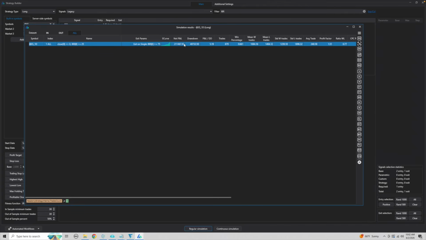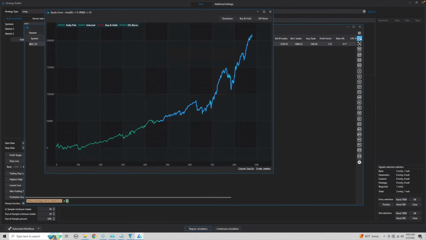And we have the different metrics here. We can see it's generating $211,000 with $40,000 drawdown, just about 879 trades. And we can bring up the equity curve. We can see the green here is the in sample, and the lighter blue is the out of sample. That looks really solid, and look how fast we built this.